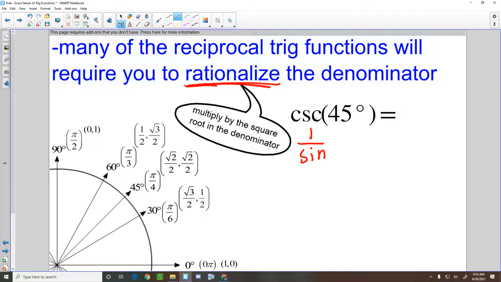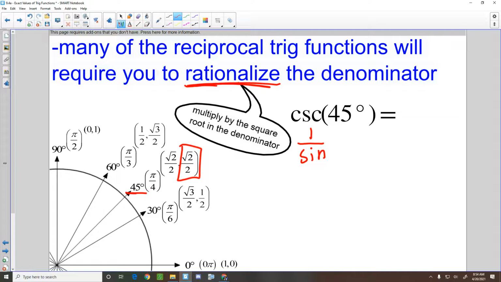Sine, is that x or y? The x coordinate or the y coordinate? Which one's sine? Do you remember? The y coordinate. Hopefully that's getting more and more familiar to you. So I want the reciprocal of the y coordinate at 45 degrees. Here's 45 degrees. I'm looking at the y coordinate, which is the square root of 2 over 2.